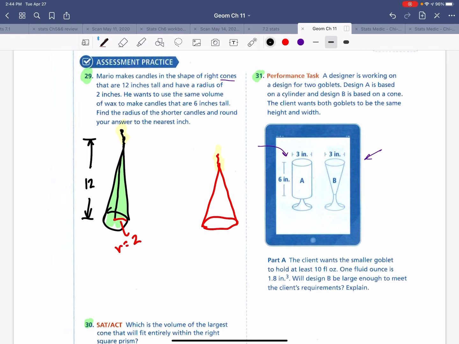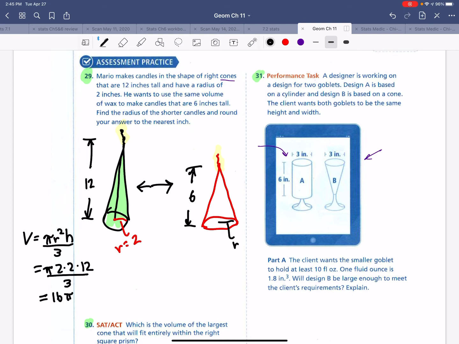What would be the radius of this? We're going to solve for that. That'd be r. We want these volumes to be the same. We can't use Cavalieri, but we can use just regular math, right? The volume of the one on the left is the area of the base times the height divided by 3. The radius is 2, so this is pi times 2 times 2 times the height, 12, divided by 3. That would be 16 pi.